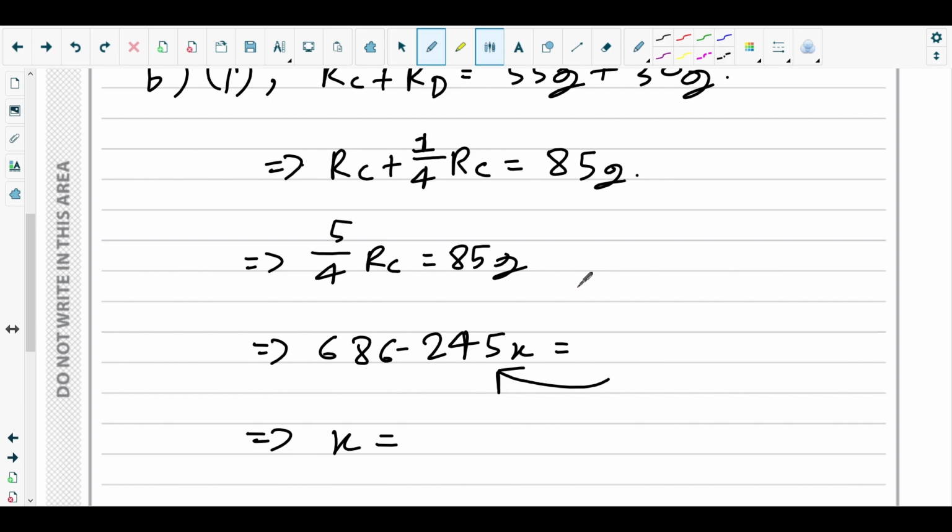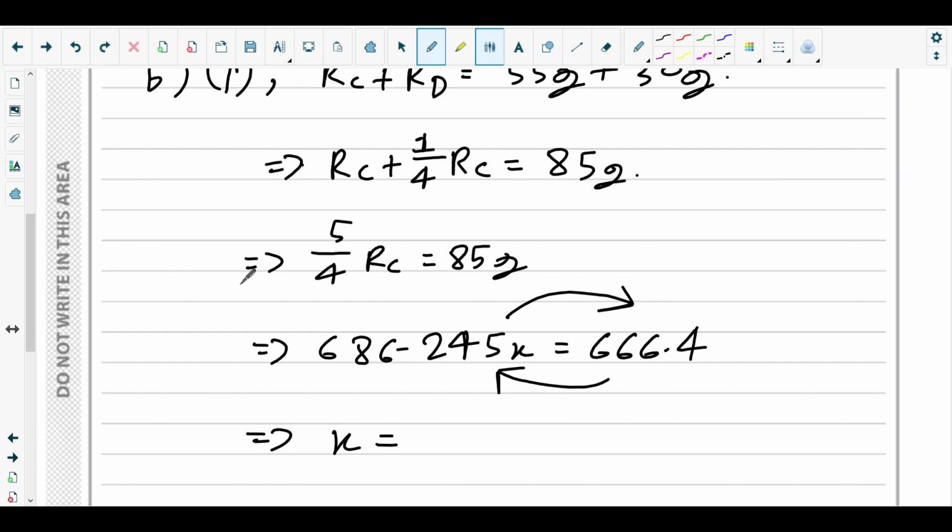Okay, so 85 times 9.8 times 4/5, that would give you 666.4. Now we need the value for x. So you need to take it to the left and take 245x to the right. Okay, so 686 minus 666.4, this is 19.6, divided by 245.